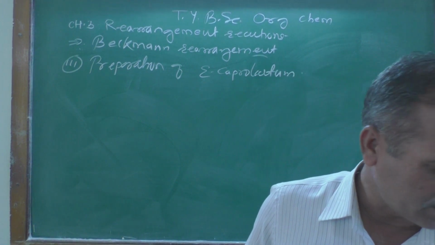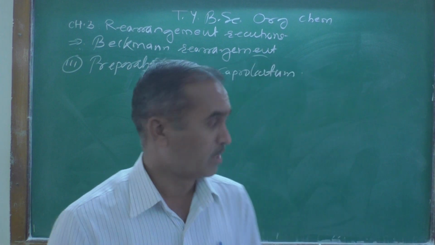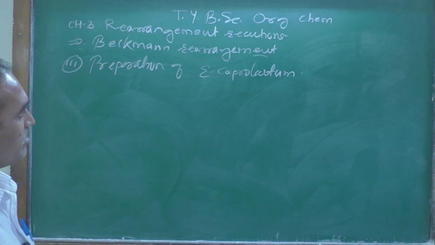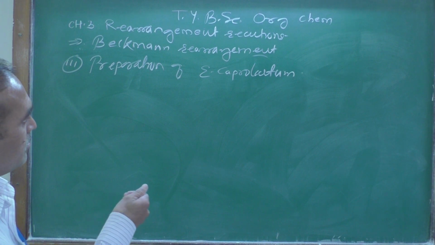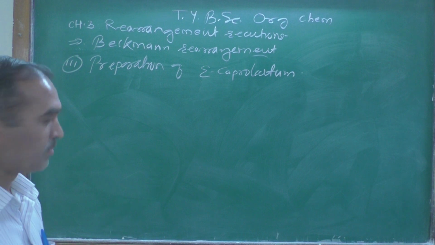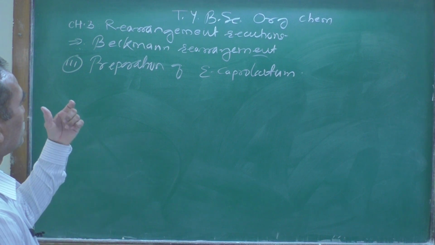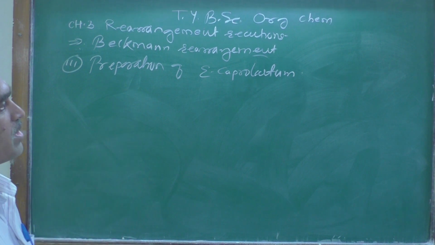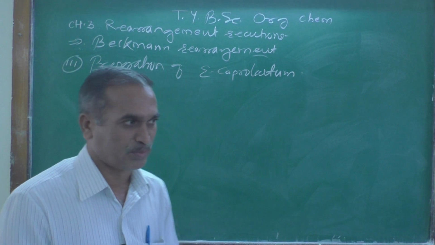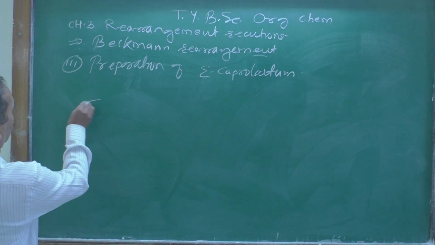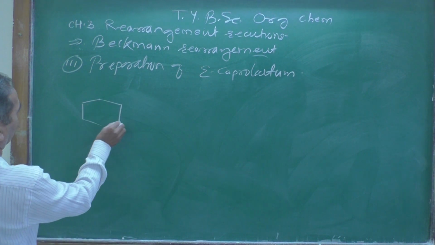As we know, this Beckmann rearrangement reaction is highly important as far as the industrial application is concerned. So, preparation of epsilon caprolactam: how to prepare it, what are the starting materials? The starting material is this one.